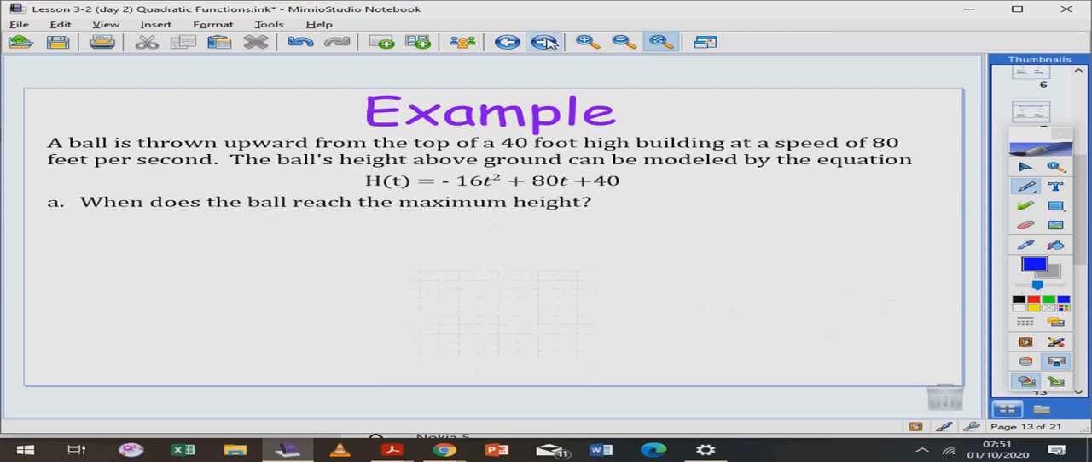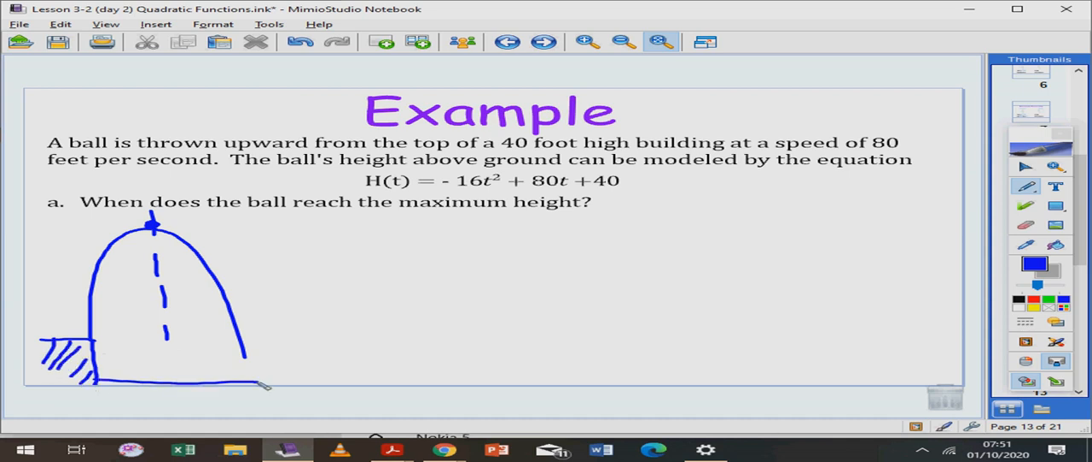Another example: a ball is thrown upwards from the top of a 40-foot high building at a speed of 80 feet per second. The ball's height above the ground can be modeled by this equation. When does the ball reach maximum height? So, same thing. This equation is a quadratic equation that will have a shape like this, and this is the point where it will have its maximum value. Remember, this one is thrown from a 40-foot high building. Let's try to analyze this.